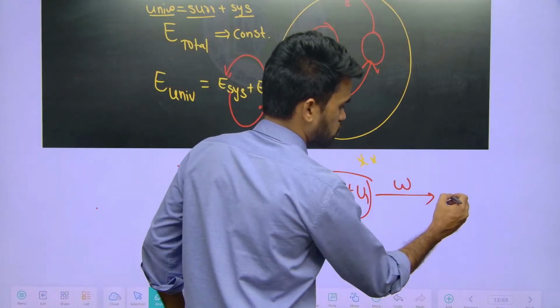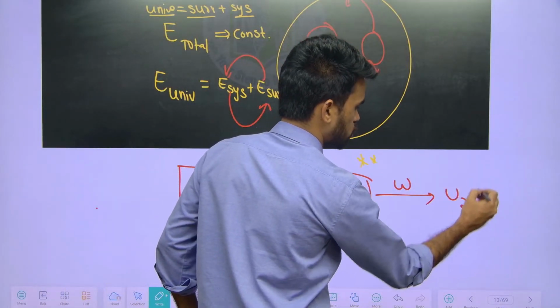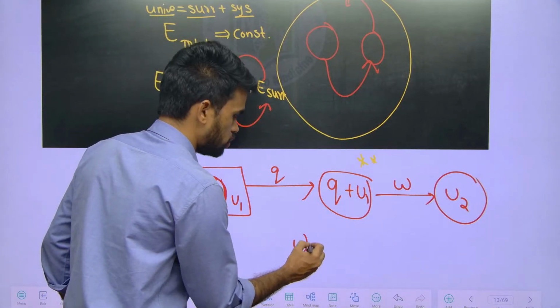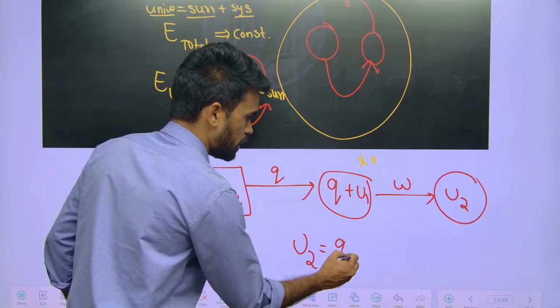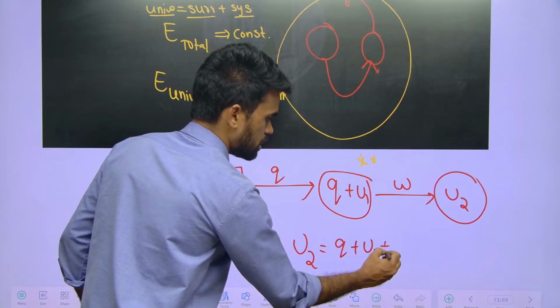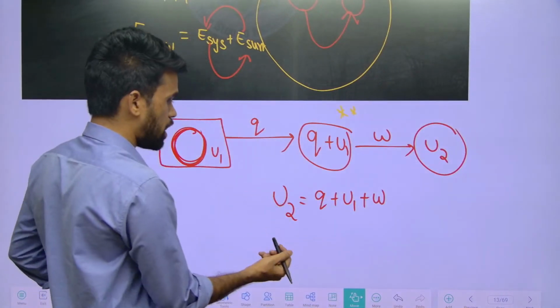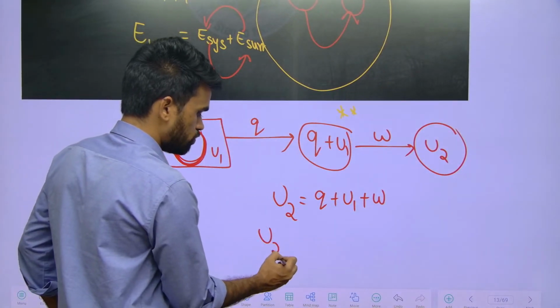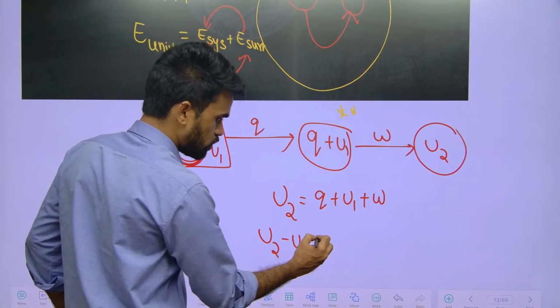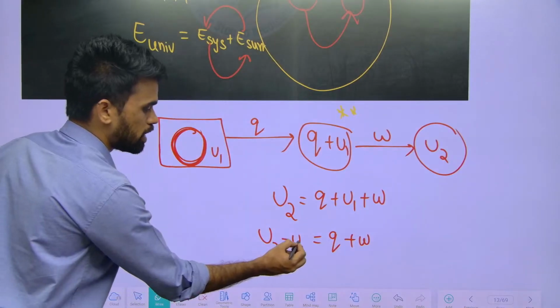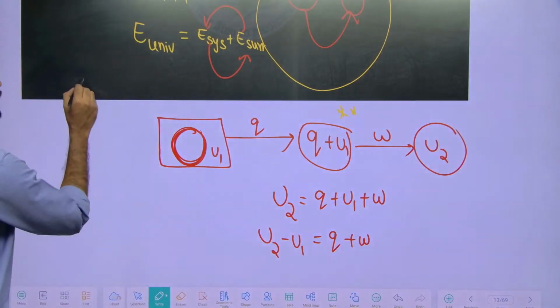So therefore the total energy of the system becomes U2. Now what is meant by U2 here? U2 is equal to Q plus U1 plus W. Now if I bring that U1 to this side, what happens? U2 minus U1 is equal to Q plus W. So this is U2 minus U1, something like final minus initial.